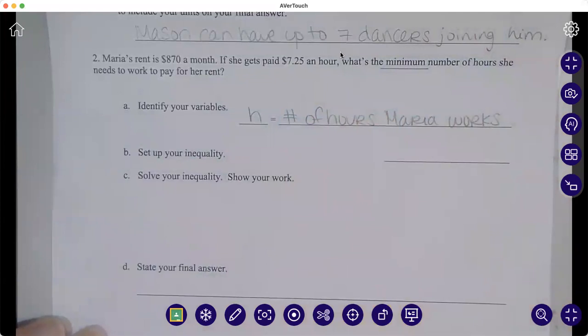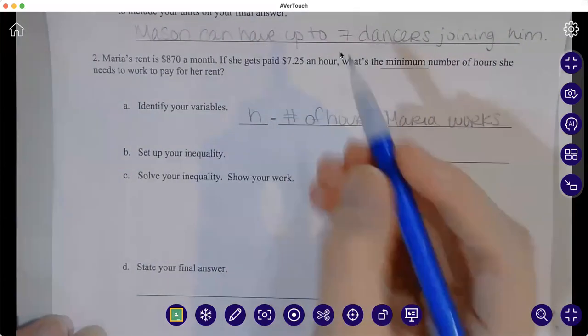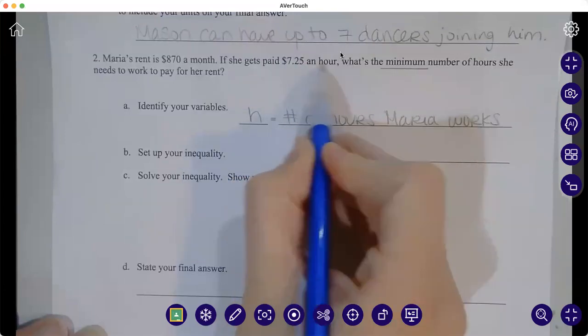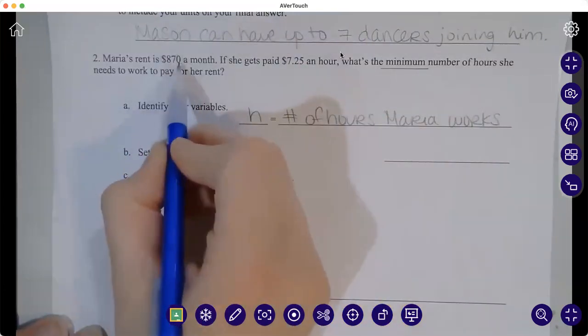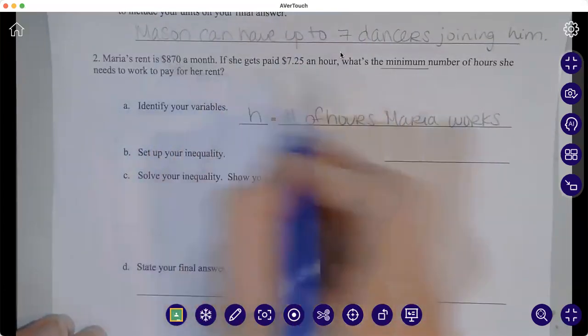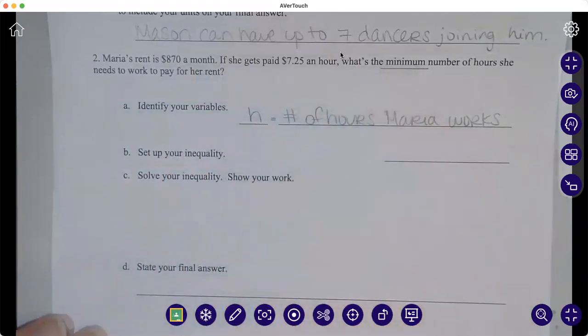Now we want to think about what is an inequality that would represent the situation. So we want to incorporate the $7.25 an hour, the $870 that she needs to pay, and considering it's a minimum number of hours. So go ahead and write down what the inequality is that you think it should be and come back and check.